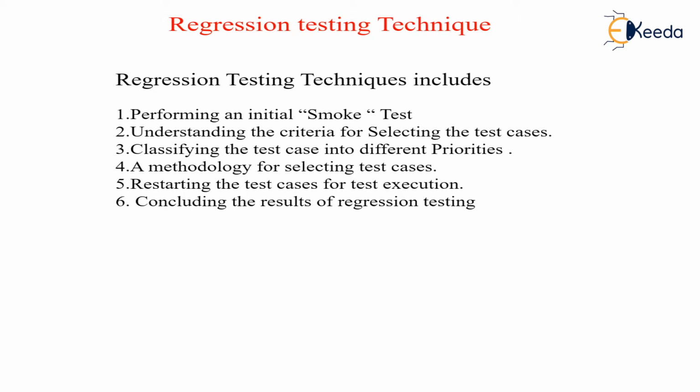Next is, first let me read out and I'll explain to you. Second is understanding the criteria for selecting the test case. Third is classifying the test case into different priorities. Fourth, a methodology for selecting a test case. Fifth, restarting the test case for test execution. And sixth is concluding the results of regression testing. So let us see one by one.